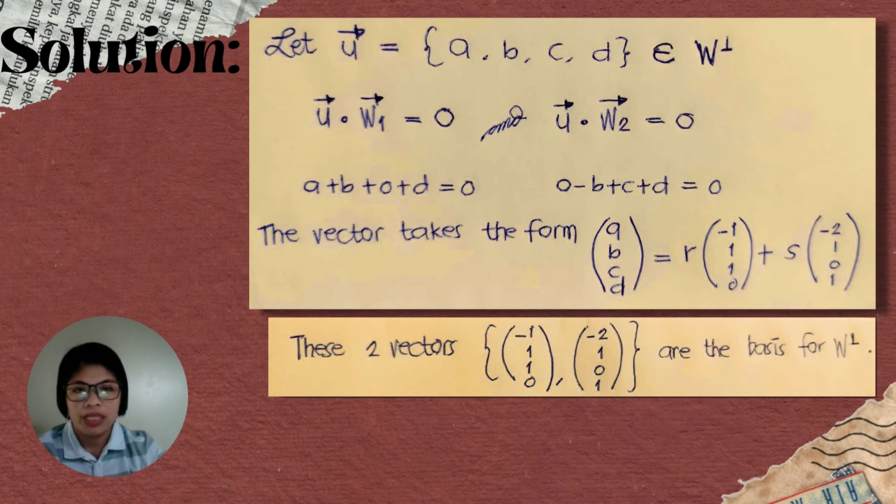The vector takes the form a, b, c, d, which is equal to r times negative 1, 1, 1, 0, plus s times negative 2, 1, 0, 1. These two vectors, negative 1, 1, 1, 0 and negative 2, 1, 0, 1, are the basis for W perp.